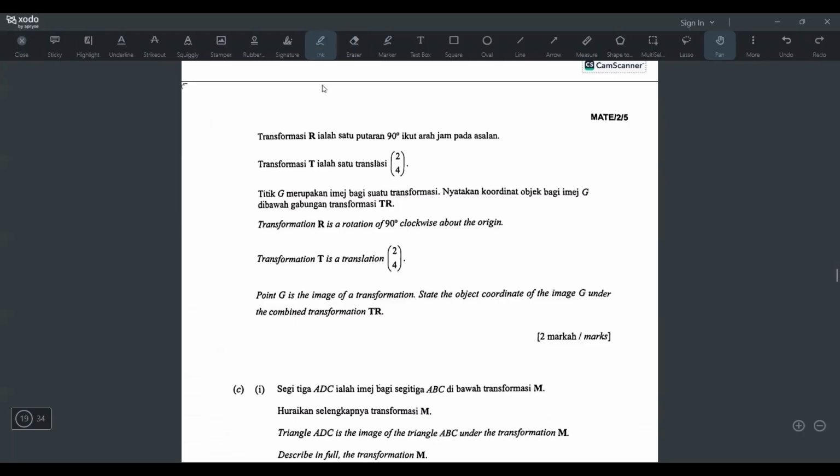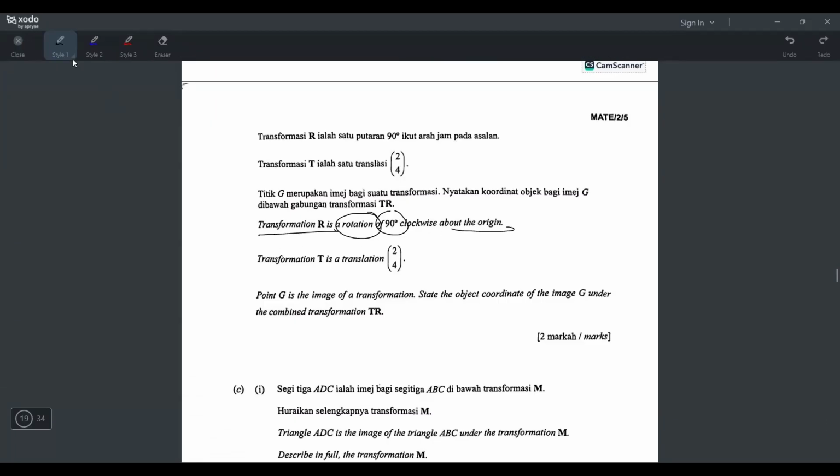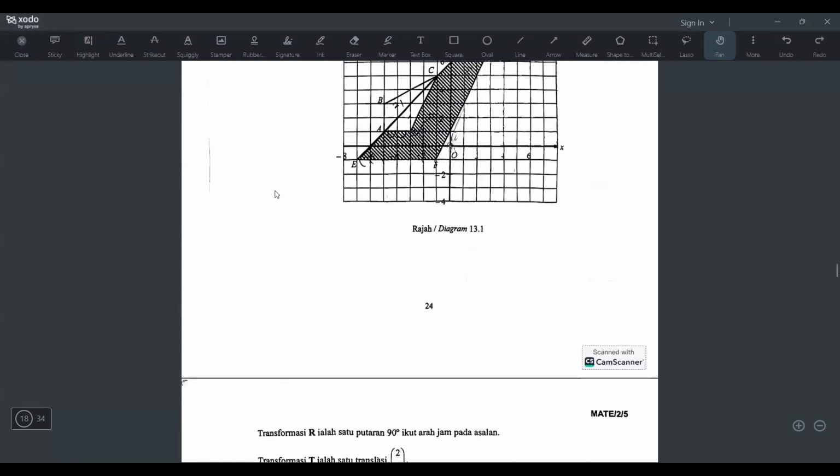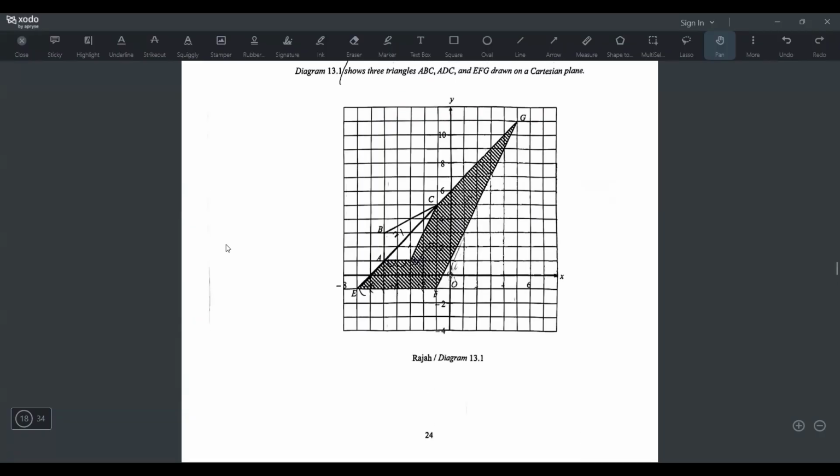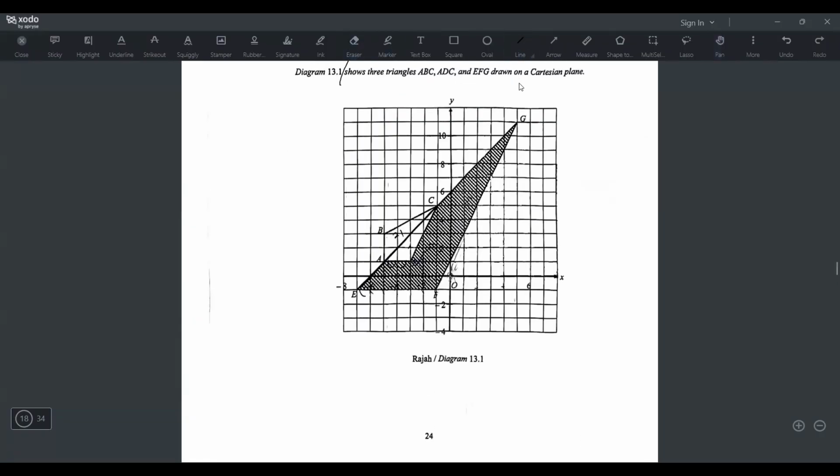So down here it says what? Transformation R is a rotation of 90 degree about the origin. Okay, when they give you the rotation center, straight away go to the diagram and put a cross at the center, right? So I will use red color. So draw a cross at the center. Okay, so they say center is the origin, so we draw at the origin.